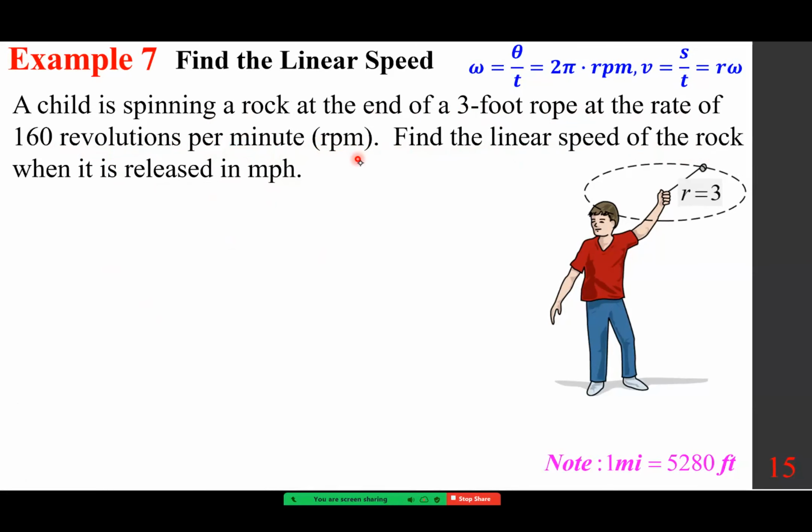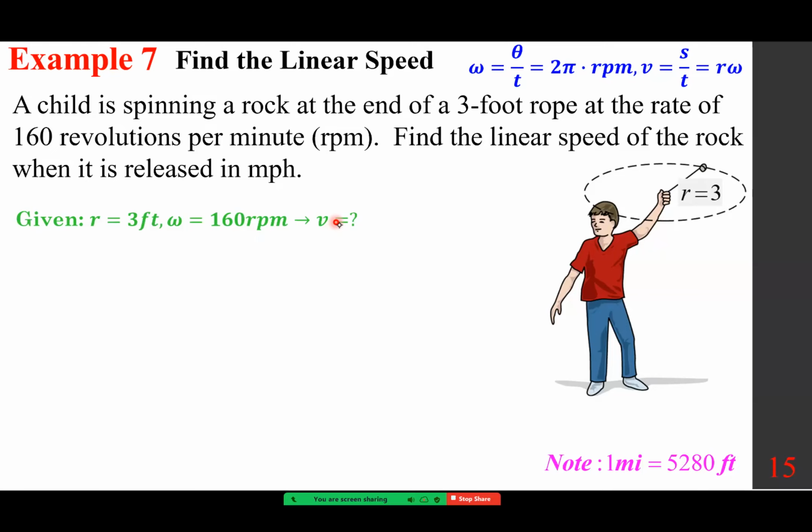And then, of course, what I've added here, again, v is s over t or r omega. We have it from the previous page. I want you to pay attention to this. Omega is defined as theta over t, or 2 pi times RPM, revolutions per minute. What is given when we read this question? The radius is given, 3 feet, and omega is given as 160 RPM. So we write the given: r is 3 feet, omega is 160 revolutions per minute. We are interested in finding v.